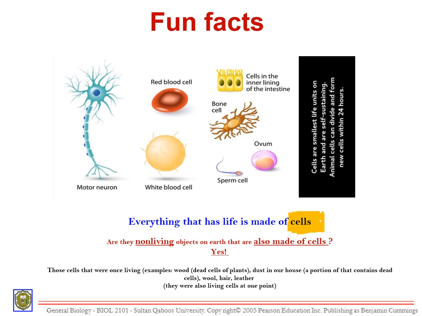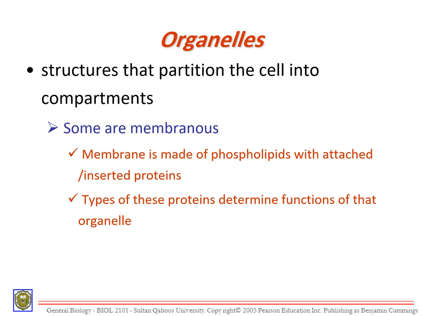But my question here is, are there any non-living objects on Earth that are also made up of cells? The answer is yes. If we look at the bark of a tree that is dead, any dead plant cells, that's wood. So wood really is not a living thing, but it is made of dead cells in principle. Some cells were once living but are no longer, like leather and hair. These are all non-living, but they're actually made from cells that were once living cells. That was just a fun fact, so you don't have to worry too much about it. It's just to put some smiles on your faces.